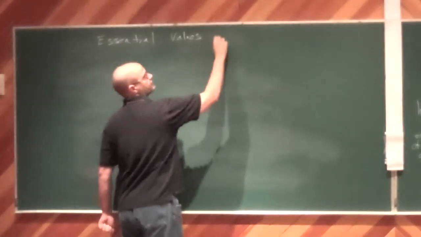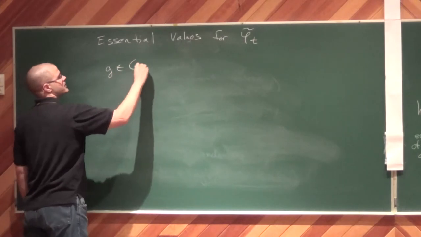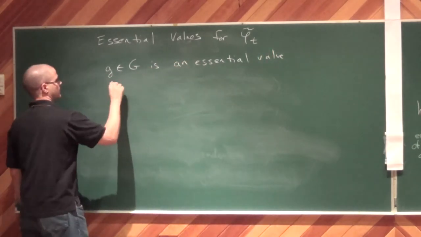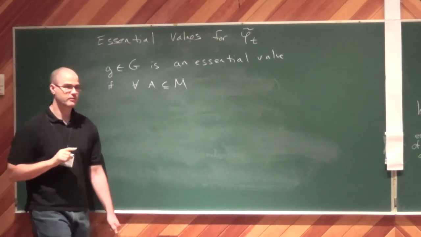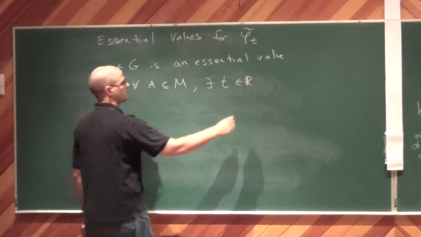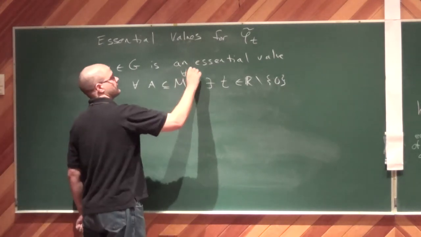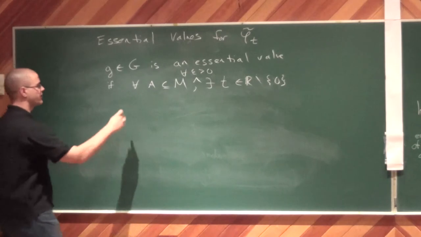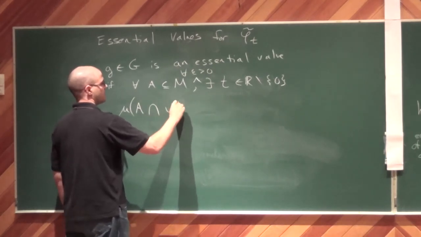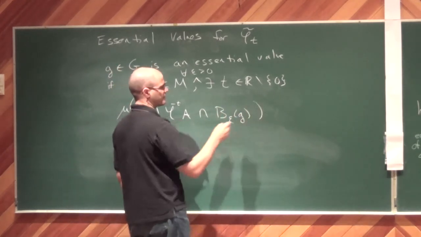Okay. This is for the skew transformation. Little g in G is an essential value. Given any set A, which is a subset of the compact translation surface M, there exists a time, not zero, for any epsilon. There is a time which isn't zero, so that the following happens: the measure of A intersect V minus T of A intersect the ball of radius epsilon of G. So I'm being a little bit cavalier in my notation here. I'll explain this in a second.